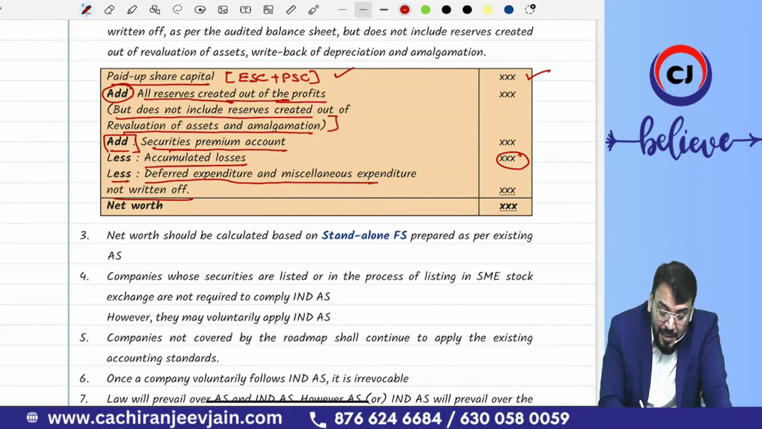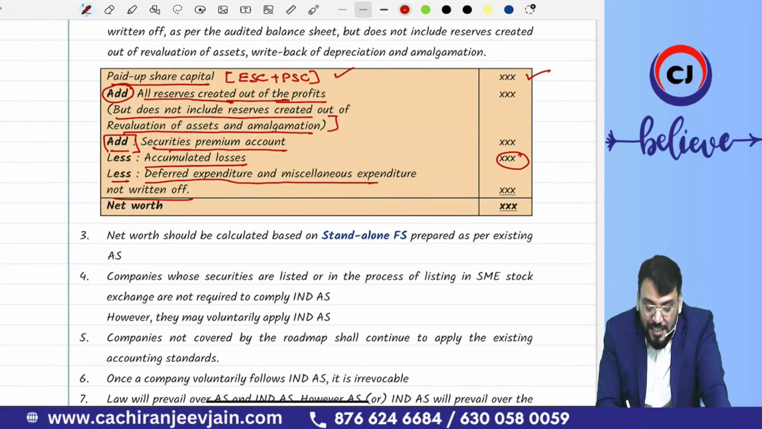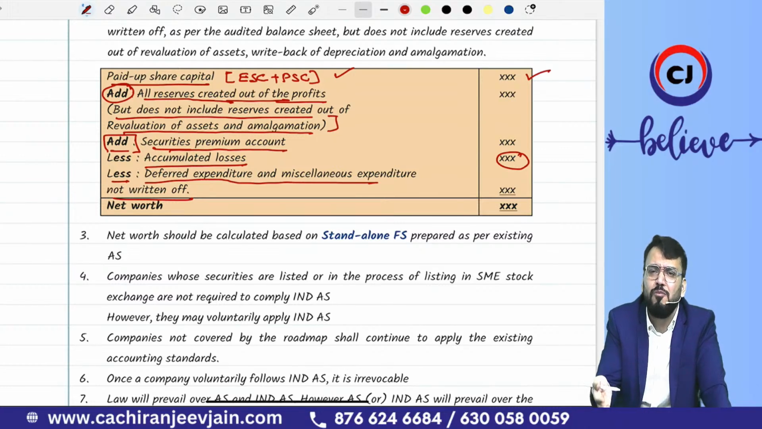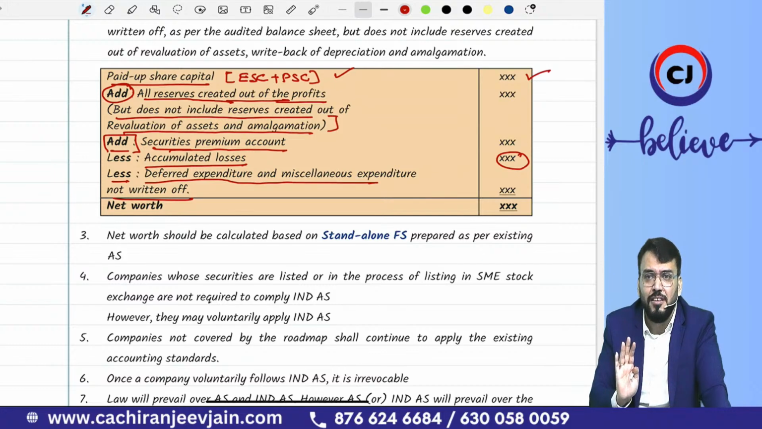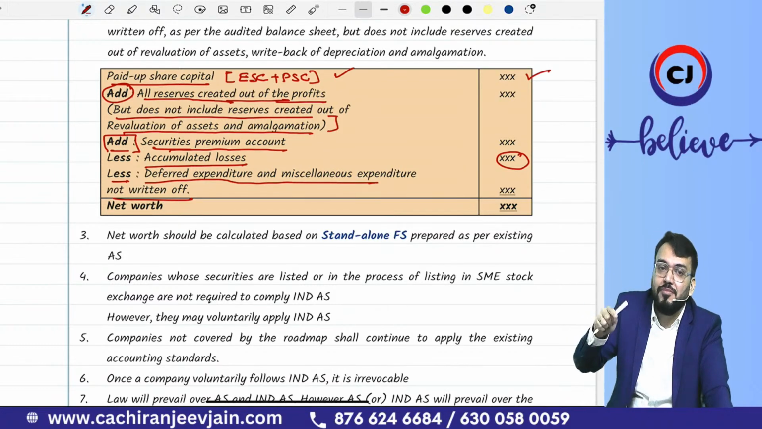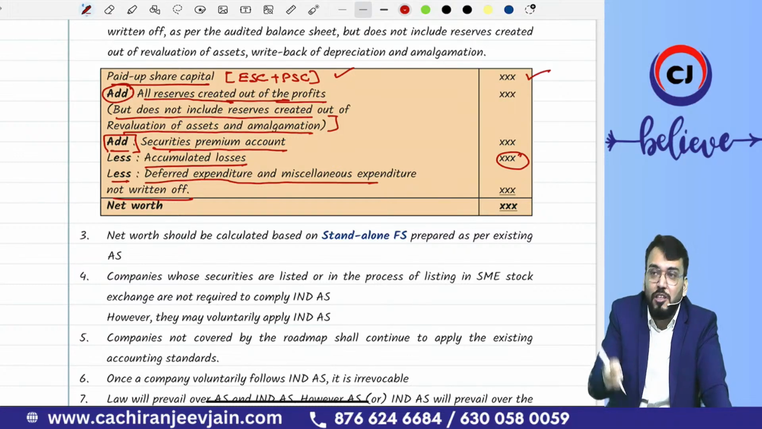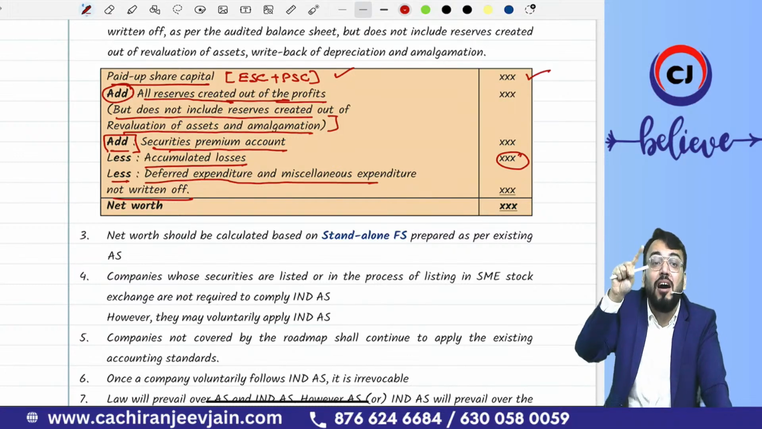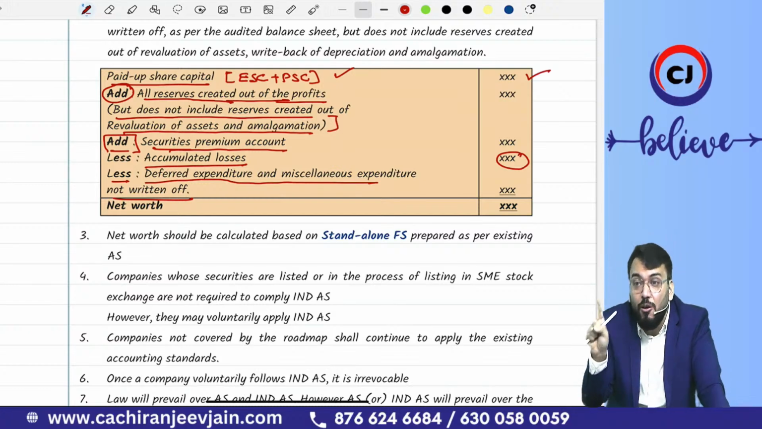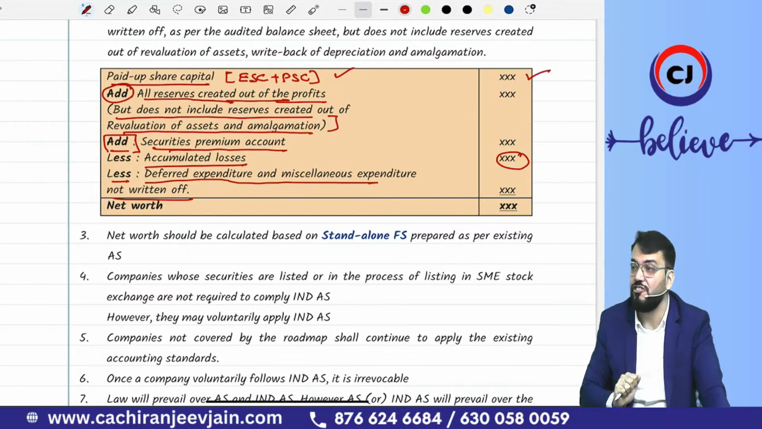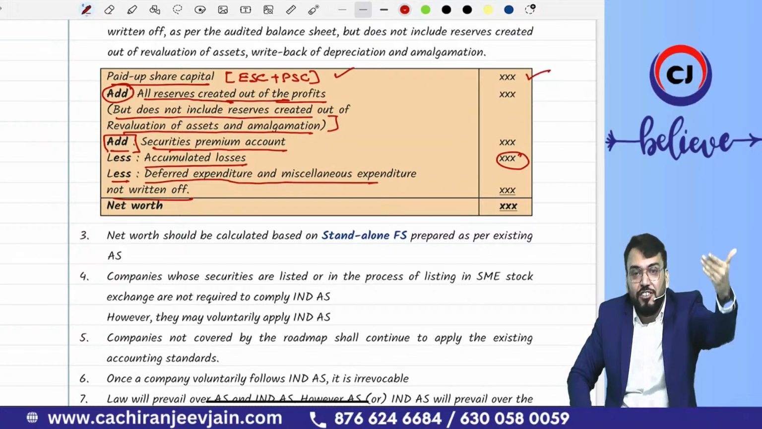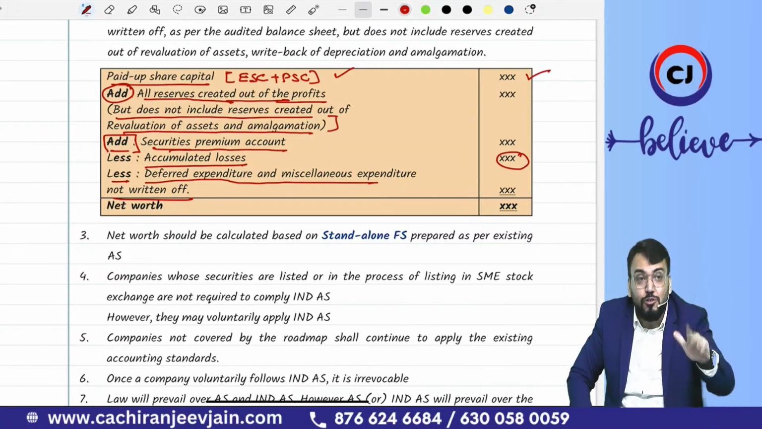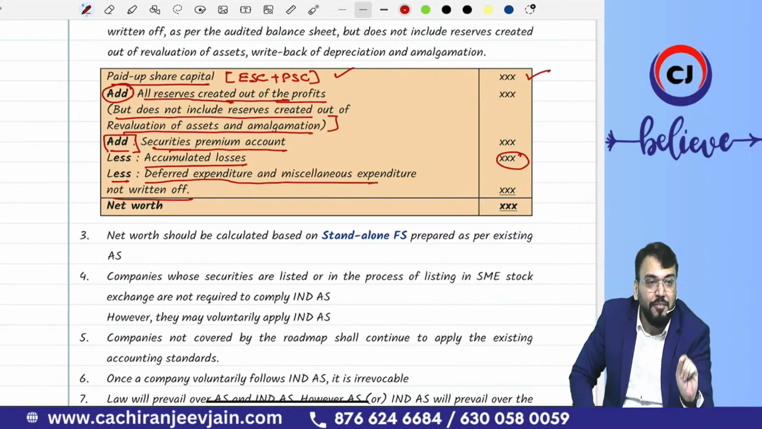Correct? So deferred revenue expenditure and miscellaneous expenditure not yet written off. Actually, this point is now not applicable with the introduction of AS and Ind AS. But because the Companies Act has used this particular point, therefore I am teaching. Because I am teaching this definition as per the Companies Act, not as per accounting standard or Ind AS. In that definition given by the Companies Act, they have used that word, so we are also referring to that.